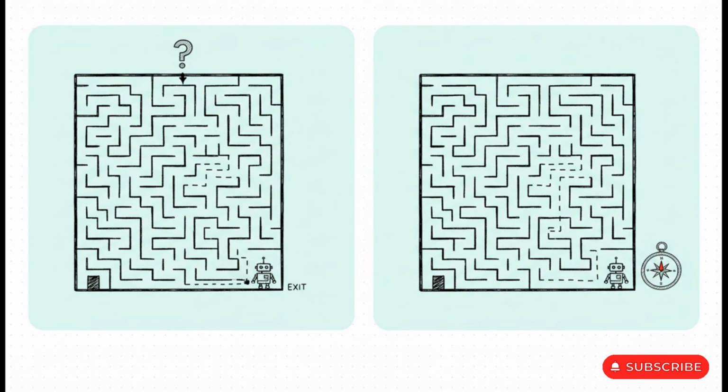But on the other side, you have informed or smart search, and this is the game changer. It uses something called a heuristic, which is really just a fancy word for a clue or an educated guess, to help guide it towards the most promising paths.